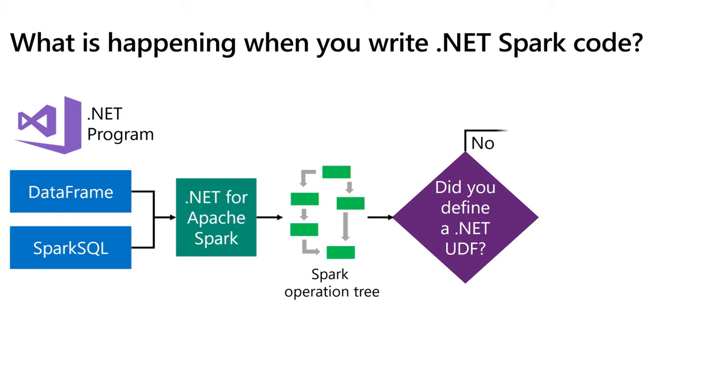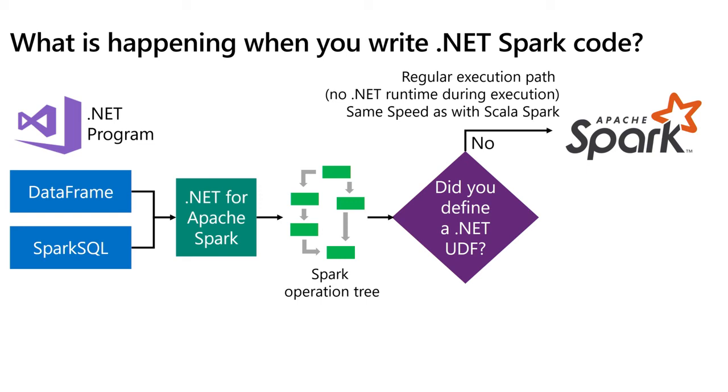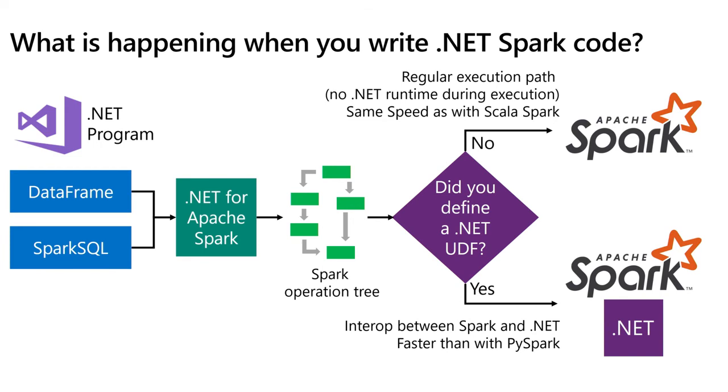Now, if you did not define a .NET user-defined function, then the regular execution path is that it doesn't need any .NET runtime. So it will just execute this execution tree using the Scala JVM Spark implementation. If you have a user-defined function, then you get interop between Spark and .NET. That is going to be faster than the interop that you get between Spark and PySpark, for example. So we have done a lot of work to optimize that.